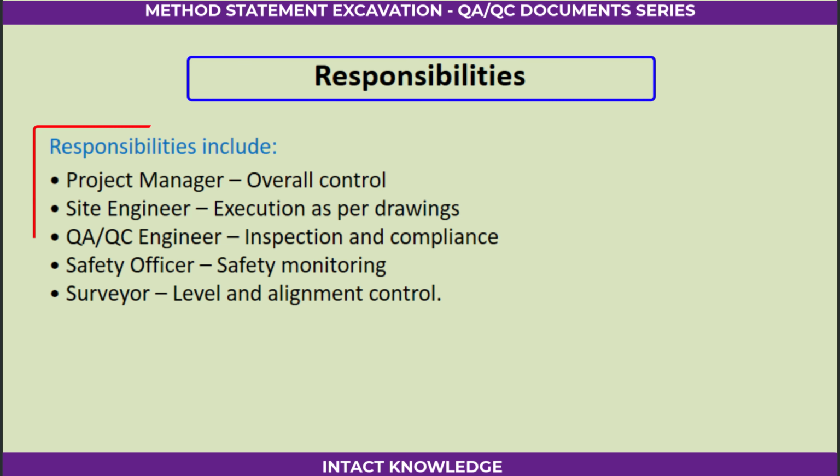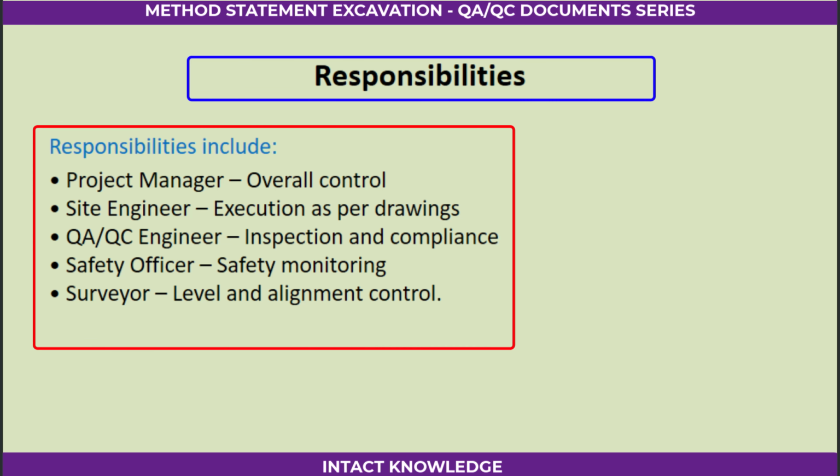Responsibilities. Responsibilities include: project manager, overall control; site engineer, execution as per drawings; QA/QC engineer, inspection and compliance; safety officer, safety monitoring; surveyor, level and alignment control.